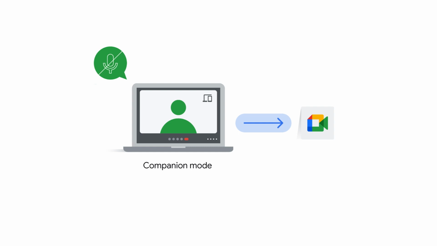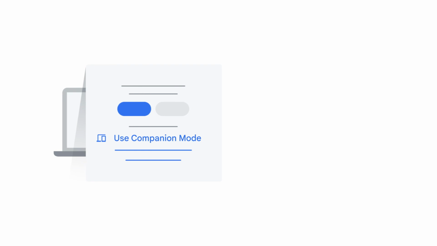When you use the Companion Mode, your mic is disabled to prevent issues with audio feedback. However, you can still turn on your camera to ensure that you're visible during a meeting in a large room with many participants.